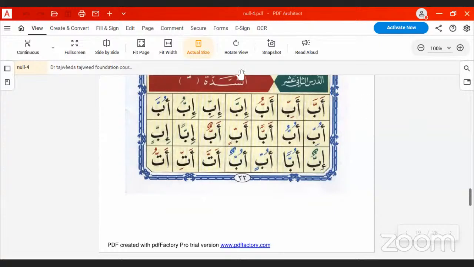So these are the connectors we learned. Today we learned 8 connectors. Inshallah, next 8 connectors we'll be learning tomorrow. So I will be completing the basic course within 3 days. Yesterday we completed the letters. Today we completed 8 connectors: Fatha, Kasra, Dhamma, Fathatain, Kasratain, Dhammatain, Shadda and the Sukoon. I hope it's clear.